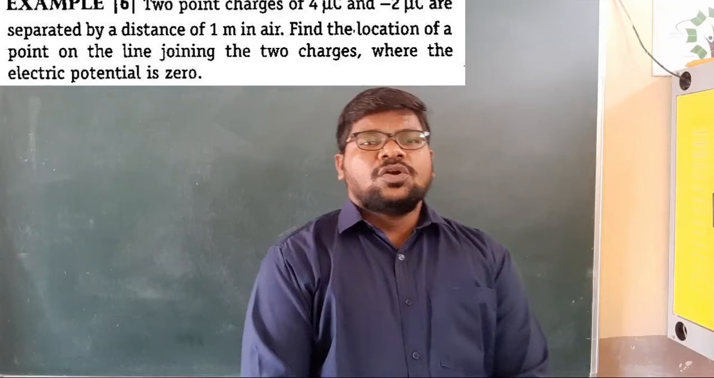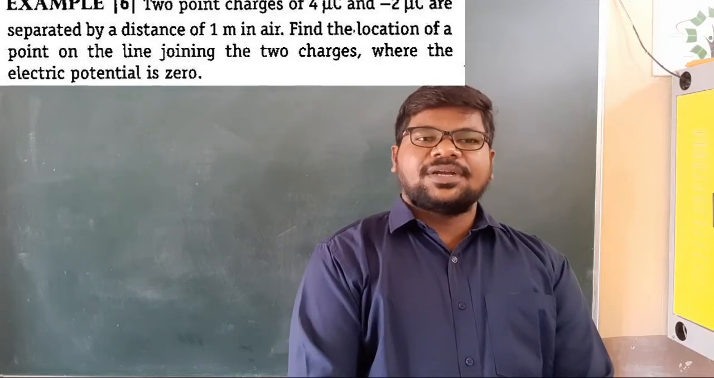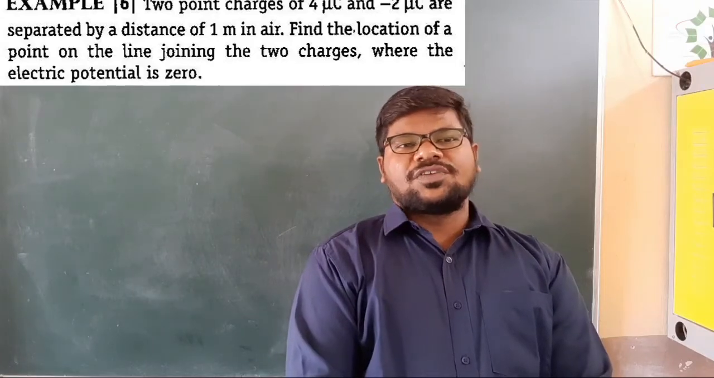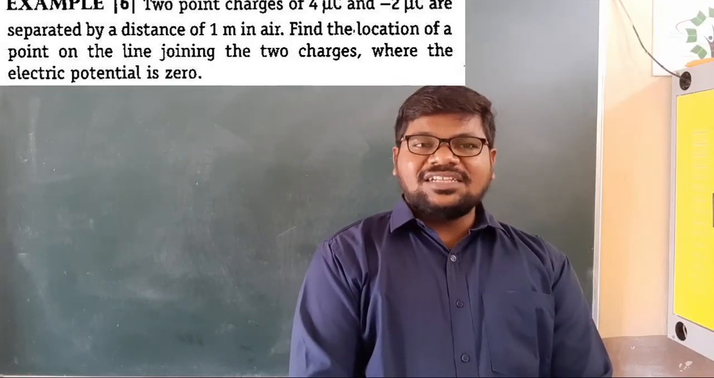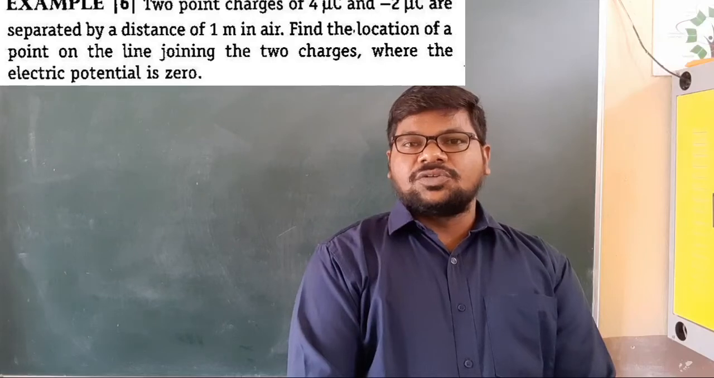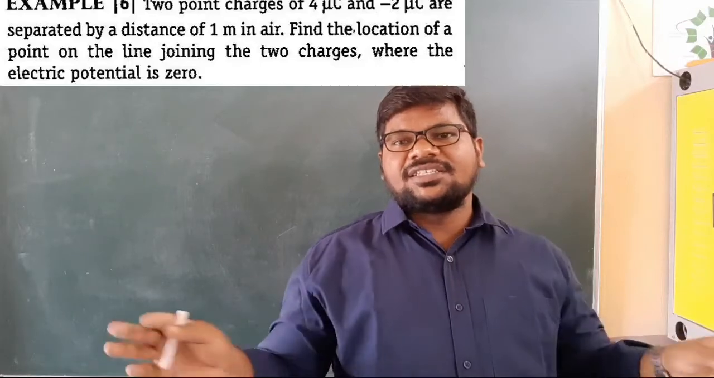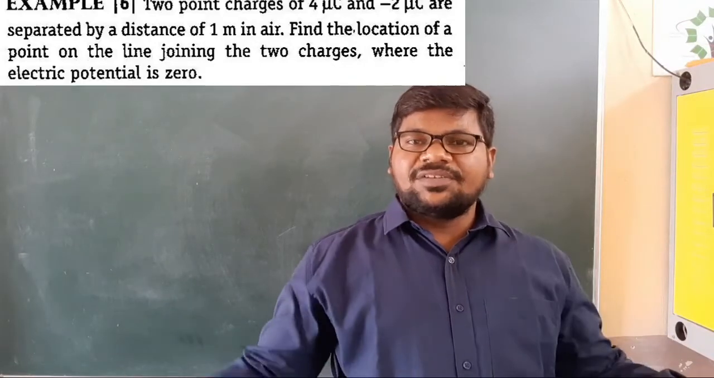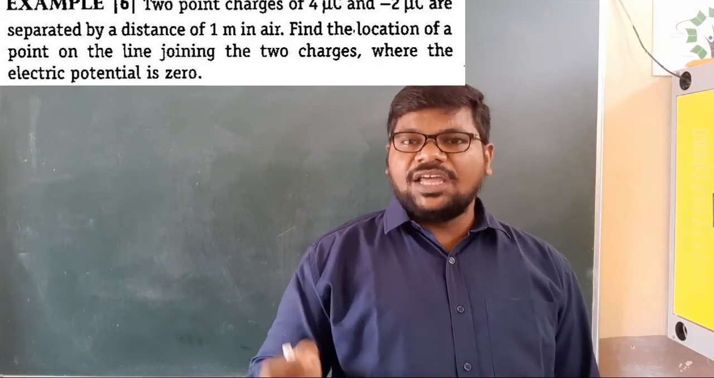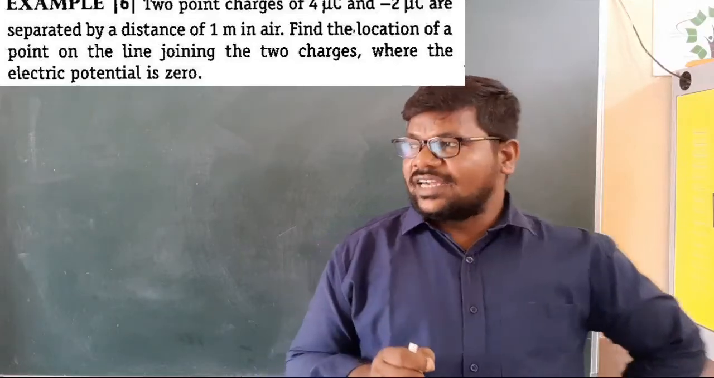Example 6. Two point charges of 4 microcoulomb and minus 2 microcoulomb are separated by a distance of 1 meter in air. Find the location of a point on the line joining the two charges where the electric potential is 0. So the meaning of this question is, consider two charges separated by a distance of 1 meter. Between them we have to introduce another test charge, where the net electric potential is 0. Okay, it's clear.